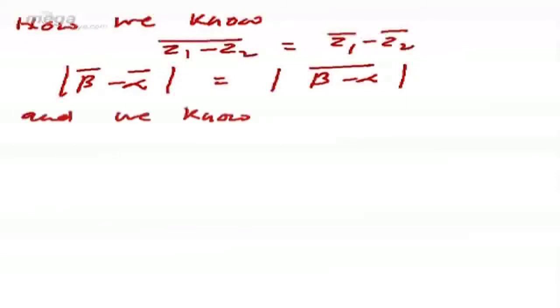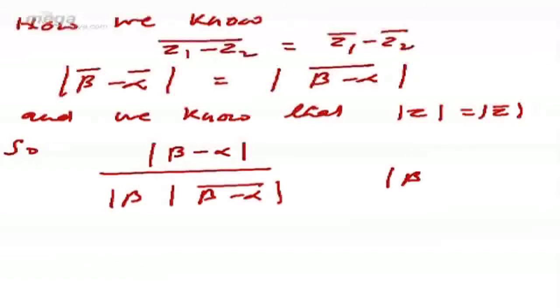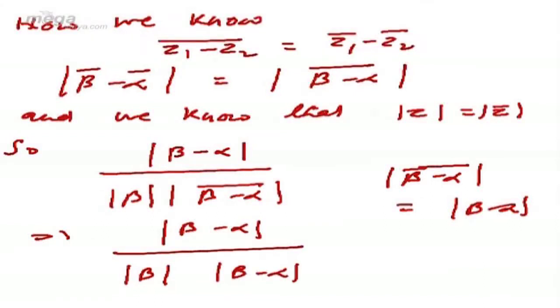And we know that mod of z is equal to mod of z bar. So the expression is mod of beta minus alpha divided by mod of beta into mod of (beta minus alpha) whole bar. Now mod of (beta minus alpha) whole bar can be written as mod of beta minus alpha. So this will become mod of beta minus alpha divided by mod of beta into mod of beta minus alpha. This cancels out. This will become 1 by mod of beta, and this will become 1.